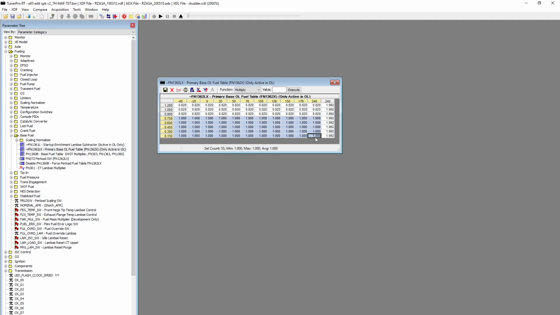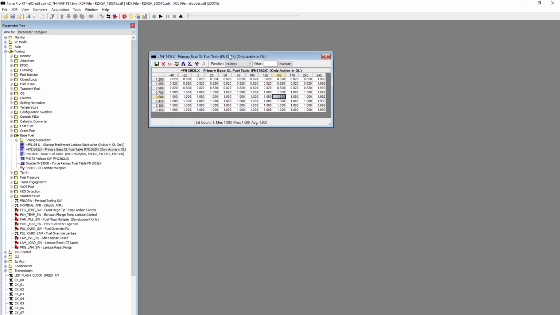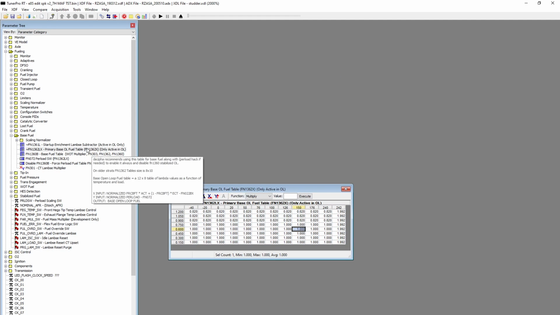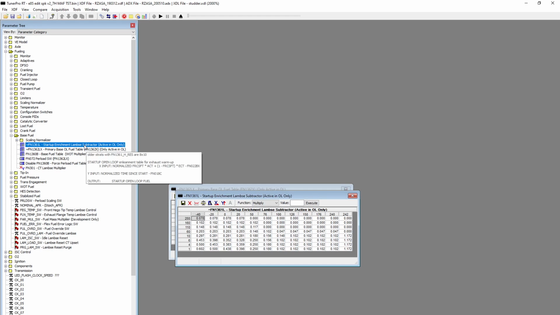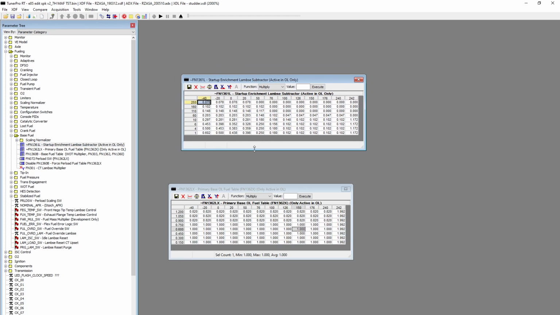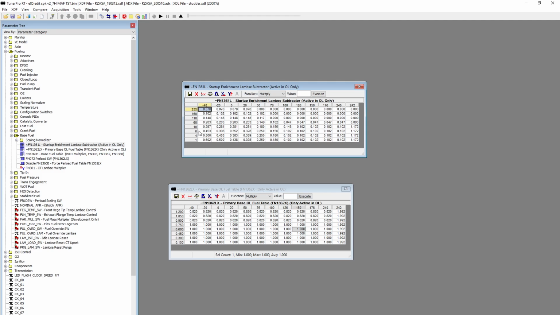On this table, of course, we have a flat demand for our base open loop fuel table, but we have a startup enrichment lambda base subtractor. That startup enrichment lambda base subtractor is important because it's defined as well by temperature, as you can see, once again, a negative 40 to 242 scale, and it's also dictated in seconds. What this table does, of course, is that your lambda 1.0 on E85 is a technical 9.8 lambda. The lower the number of lambda, the more enrichment there is.